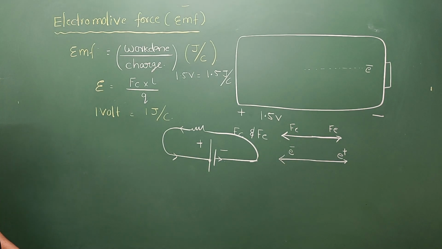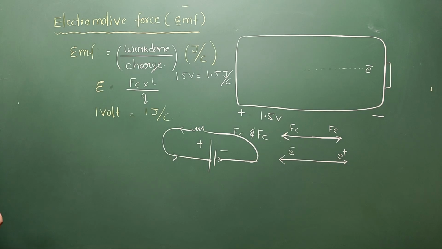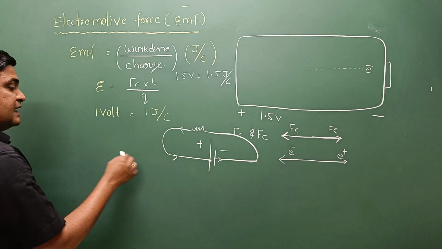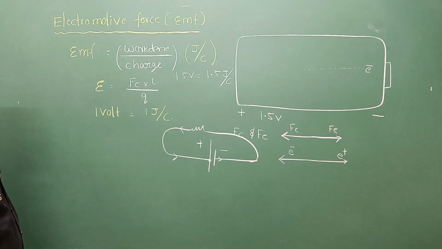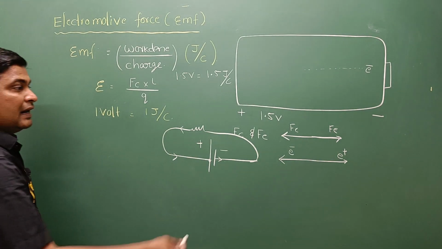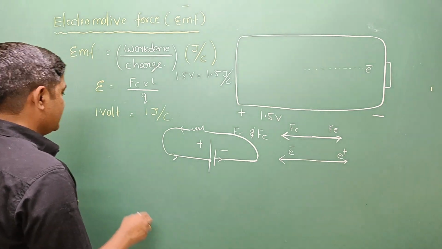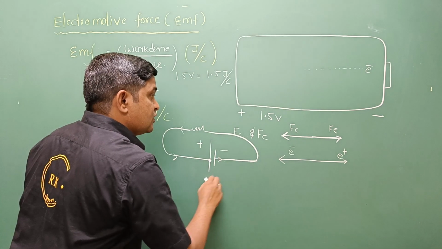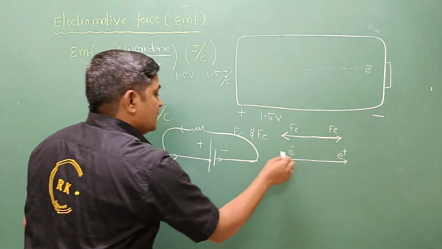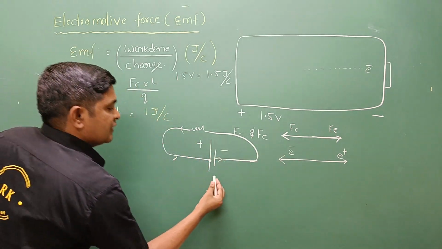Now what is going to be said in EMF, right? EMF is going to be said, the work done by the chemical force to move unit positive charge from negative terminal to positive terminal, by the chemical force. Which force is involved? Chemical force. Instead of chemical force, if you use the electrical force, what will happen? The same thing you are going to say in reverse.